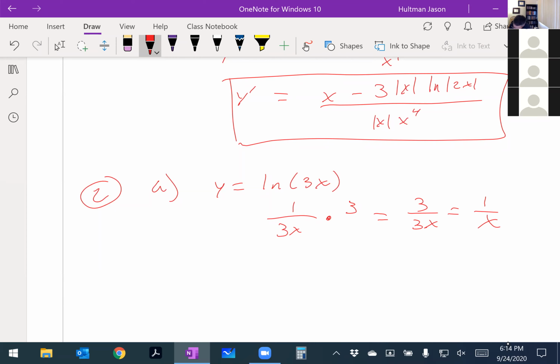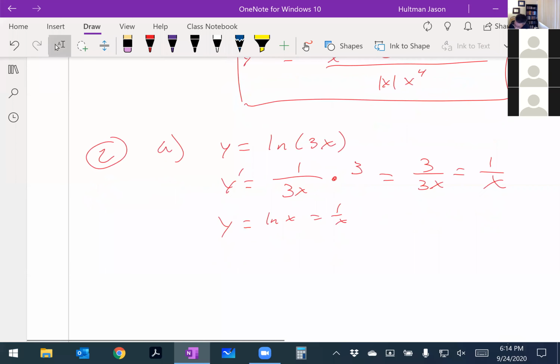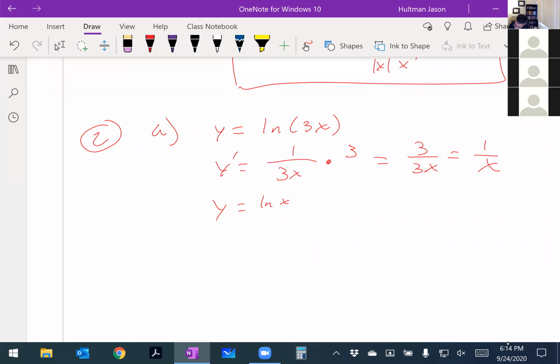It's kind of an interesting property in that if we take just y equal to the natural log of x, that was y prime equals 1 over x. So we could actually say that if y is equal to the natural log of any number times x, then y prime is equal to 1 over x. So the constants will actually cancel out. It's kind of interesting.